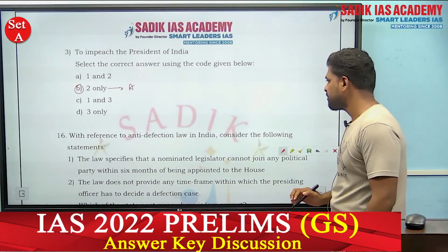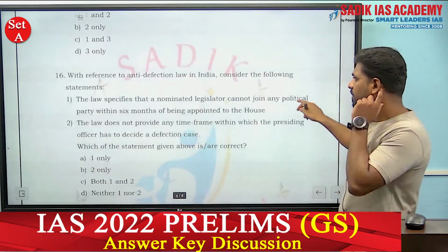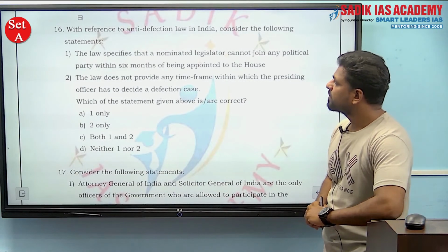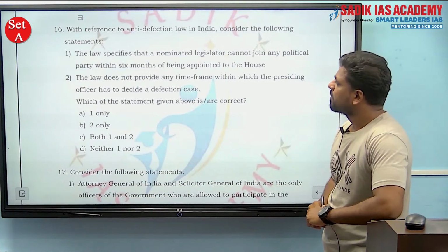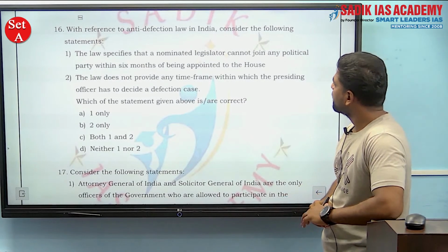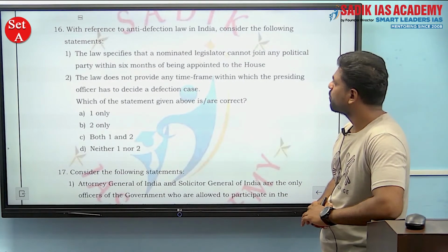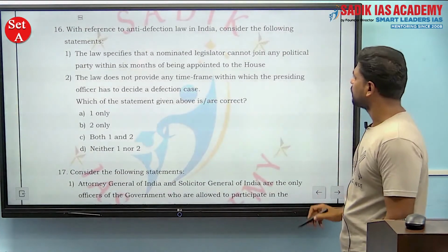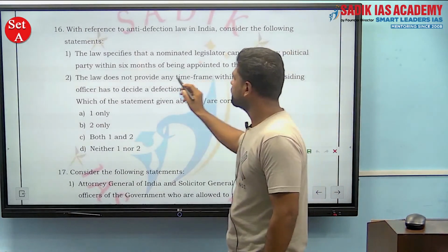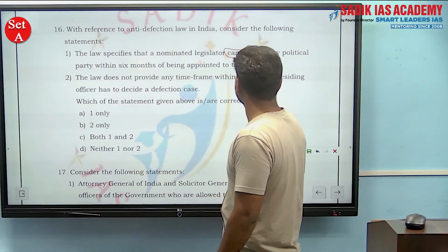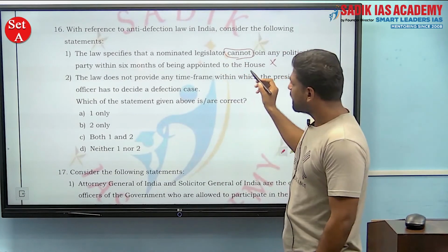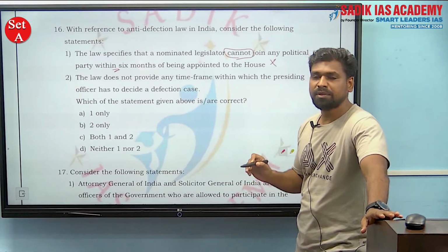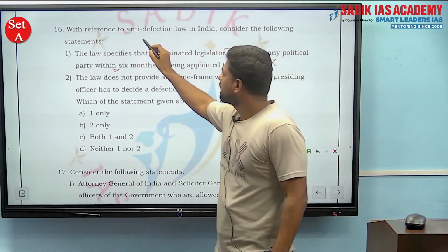So, we will move on to the next question. With reference to anti-defection law in India, consider the following statements. Statement number 1. The law specifies that a nominated legislator cannot join any political party within 6 months of being appointed to the House. This statement is wrong because he can actually join. It's not like he cannot join. He can join within 6 months. Only if he joins a political party after 6 months, he will be subject to disqualification under this particular law.